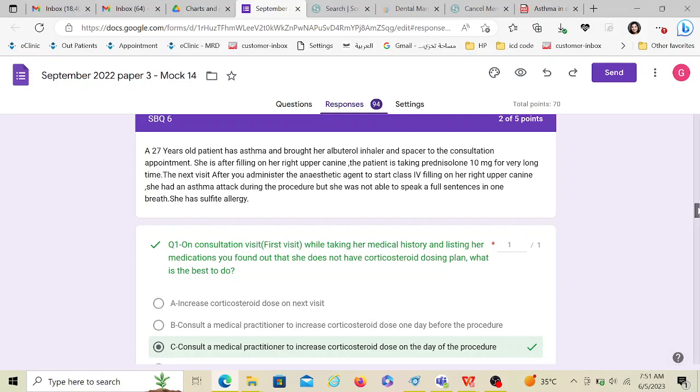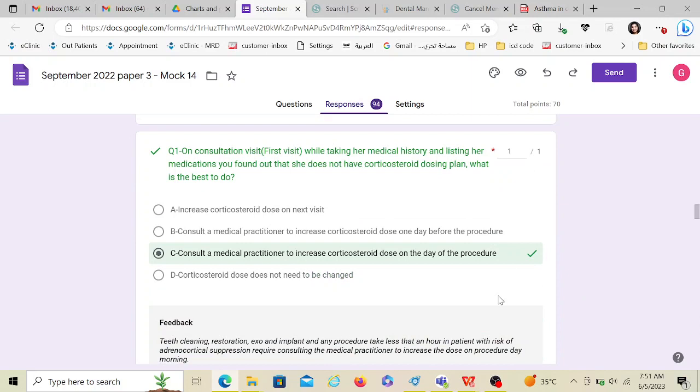Whenever in doubt, always consult the medical practitioner. Now, what are the options here? Increase steroid on the next visit. That's true, but then you haven't consulted the medical practitioner, so better ask him if that option is available. If that option wasn't available, I might have gone with option A. Second option, consult a medical practitioner to increase the dose one day before the procedure. No, we have always been taught it's on the day of the procedure, so one day before is not correct. Option C is on the day of the procedure, which is correct, and it includes the medical practitioner as well.